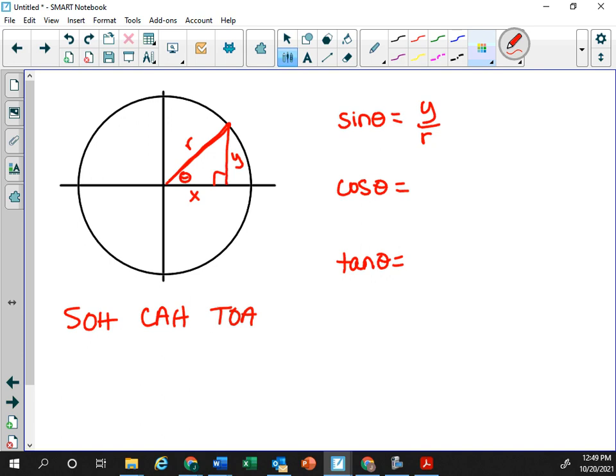What do you think the cosine of theta is then? X over r. And the tangent of theta? Y over x. Opposite over adjacent, yep. Not the inverse of these, the reciprocal? Yes. We're going to do cosecant of theta, secant of theta, and cotangent of theta.